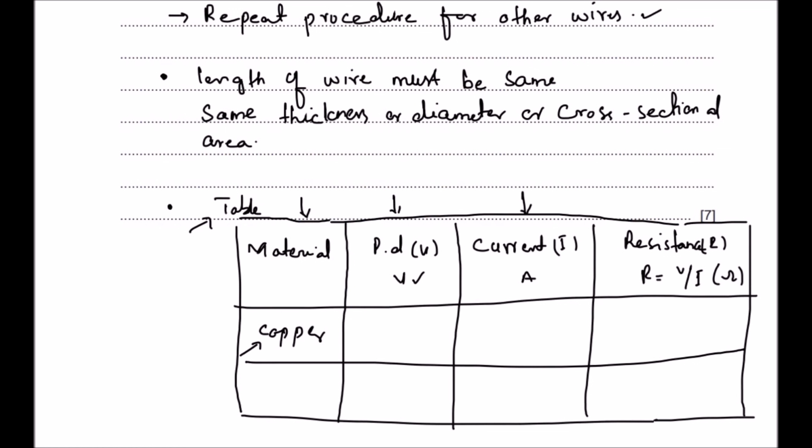In the third column, you measure the current through the copper in amperes by using an ammeter. In the next column, you calculate the resistance of the copper wire by using the formula R is equal to voltage divided by current, in ohms. In this way you complete your rows with the silver and aluminium wire also. So in this way you complete your investigation of the resistance of different wires as required by the question.